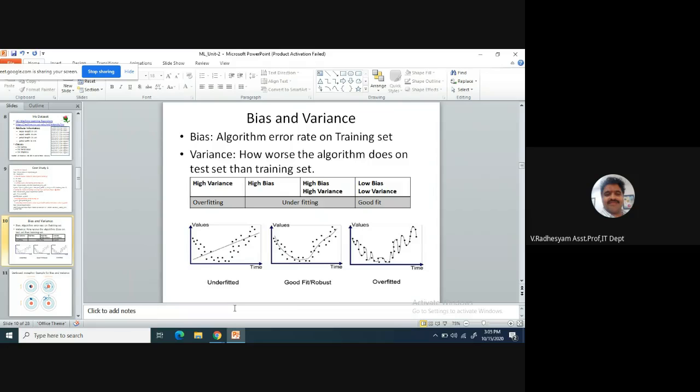If it is only high variance, that means between test set accuracy and training set accuracy there is a lot of difference. Then it is called overfit. Overfitting is not expected every time. Underfit also. A good fit is required every time. That is a low bias and a low variance.